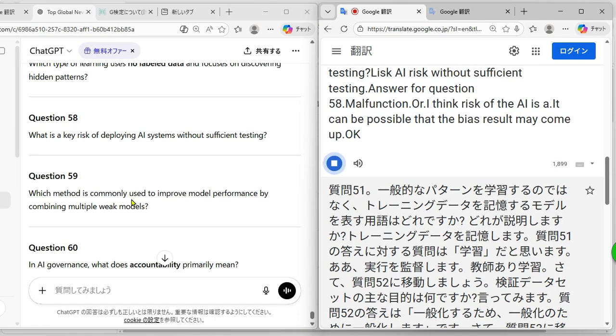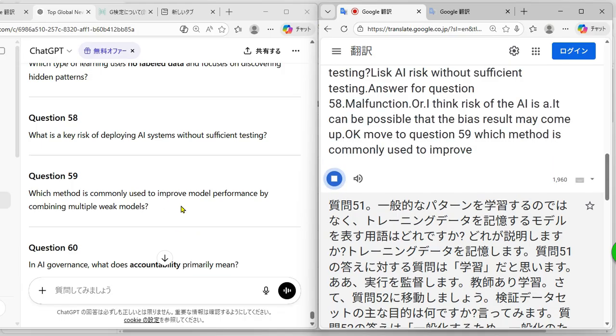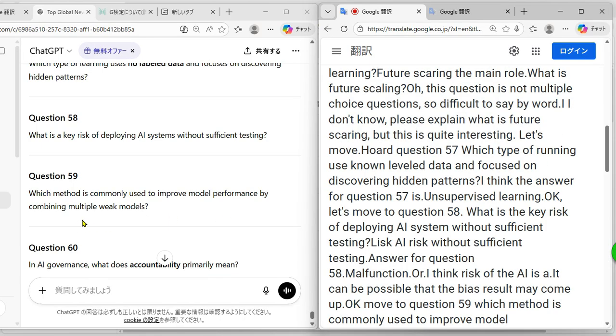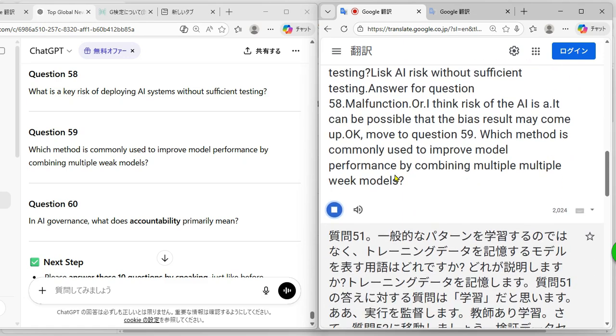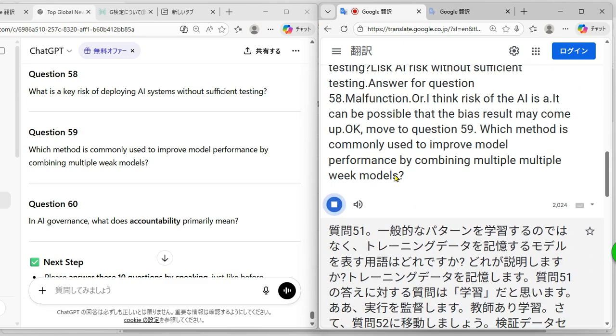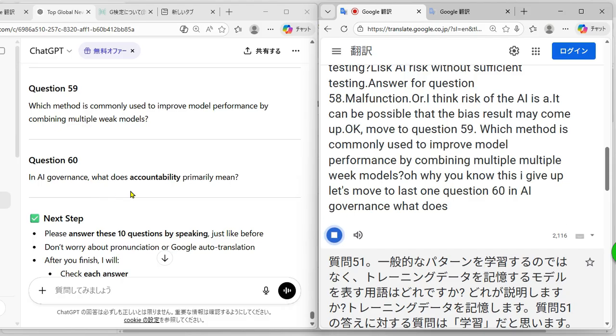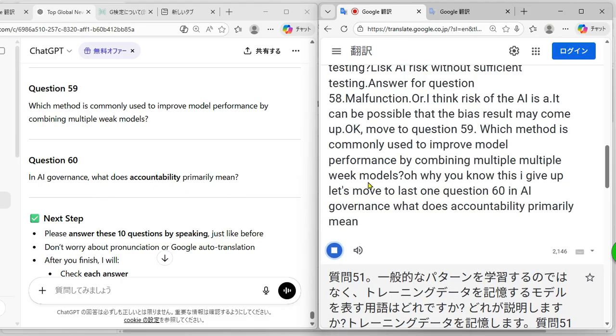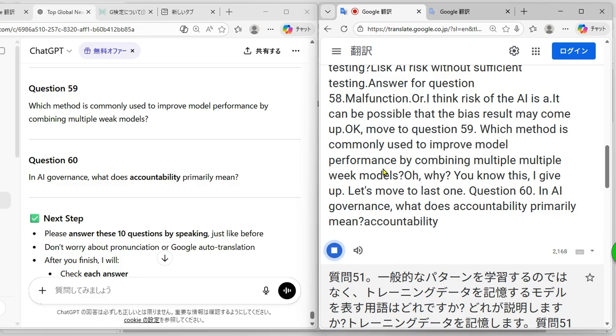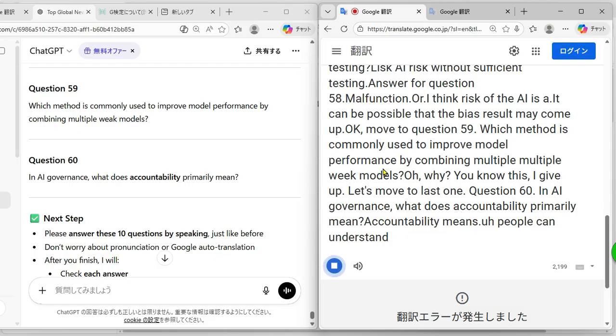Okay, move to question 59. Which method is commonly used to improve model performance by combining multiple weak models? Oh, I don't know this. I give up. Let's move to the last one. Question 60. In AI governance, what does accountability primarily mean? Accountability means people can understand how the result was made.